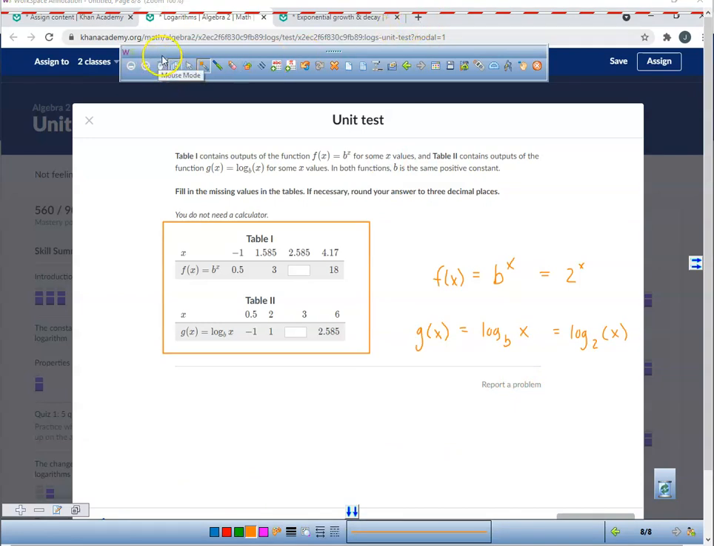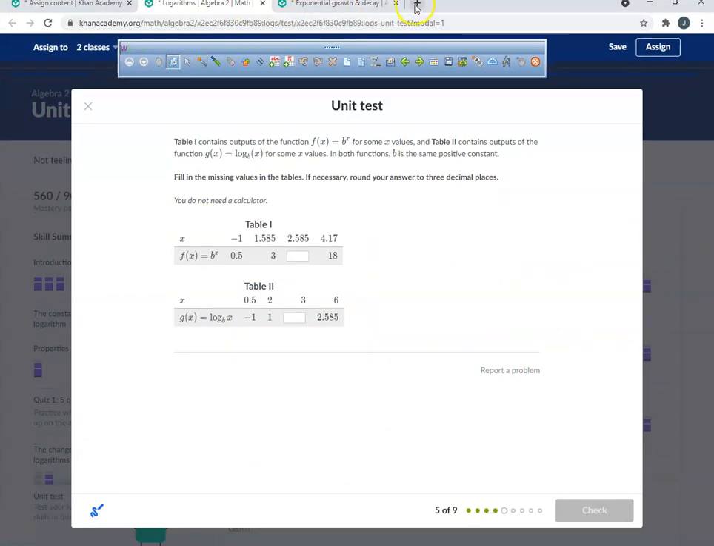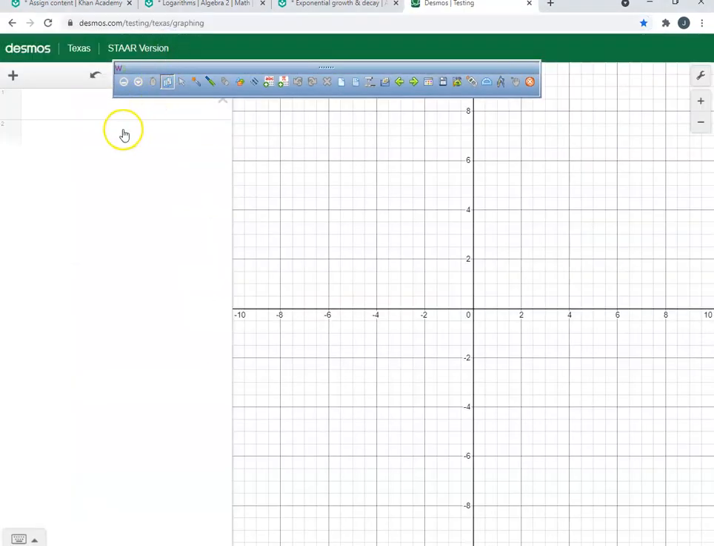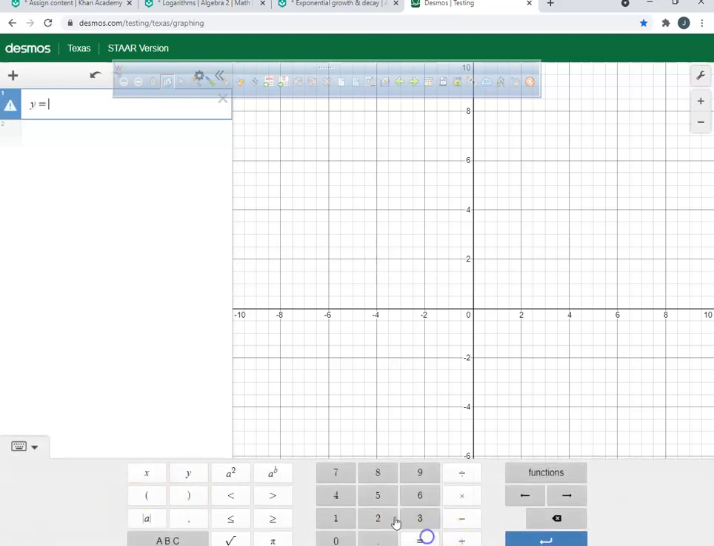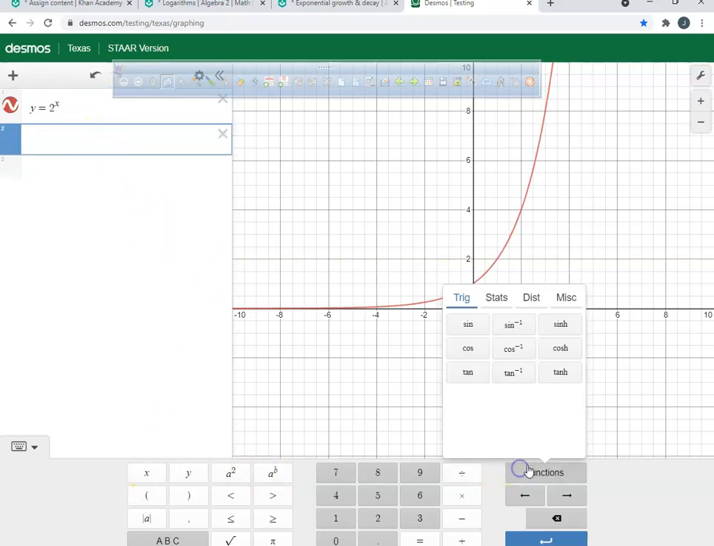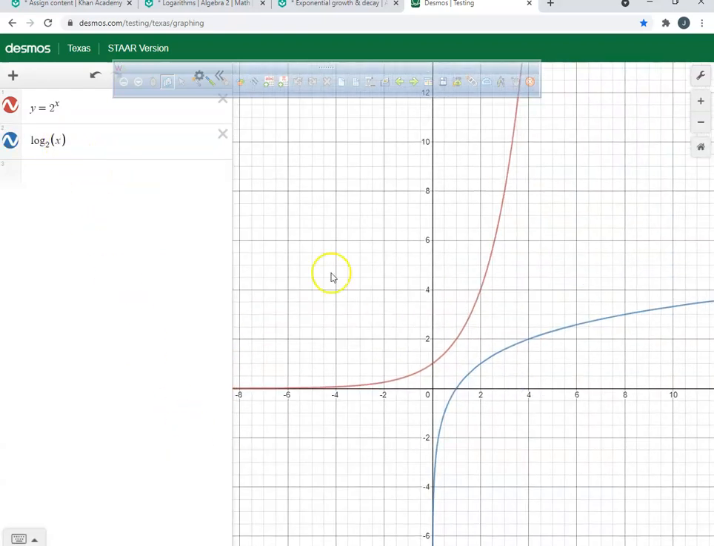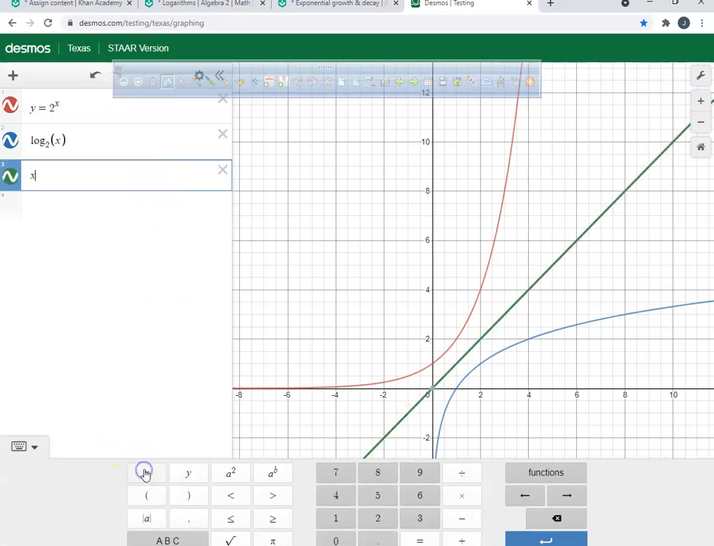So right now, what we're going to do is I'm going to go to Desmos real quick. It won't take long. It's going to go to Desmos, okay? And I'm going to write y equals 2 to the power of x. And then here I got to go to my functions. Let's see here. Let's go miscellaneous. Put log. I'm going to put 2 and put an x right there. Okay. And I'm going to put y equals x.